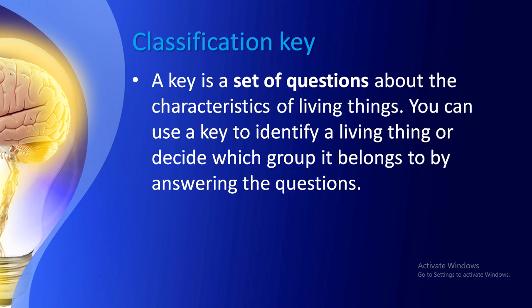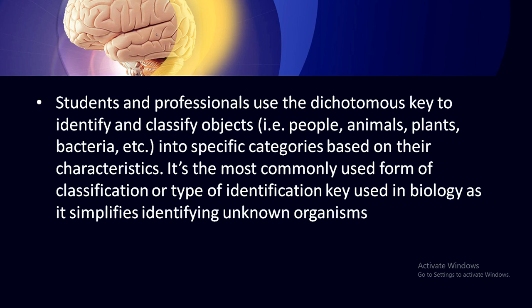A classification key. A key is a set of questions about the characteristics of living things. You can use a key to identify a living thing or decide which group it belongs to by answering the questions. In simple words, we use classification keys to classify a new organism or an unknown organism.